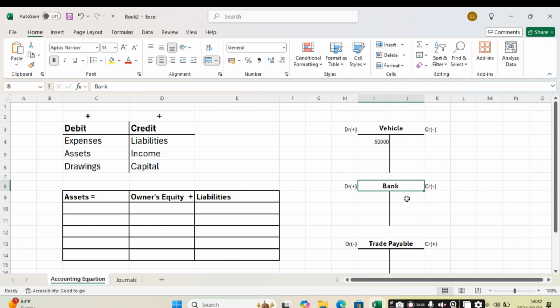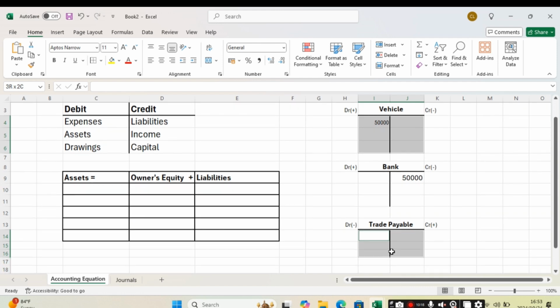So the bank account is also an asset. So what does the bank account do here? Is it increasing or is it decreasing? Are we getting money or is money going out? So in this case, money is going out because we bought a vehicle. So since we bought a new vehicle, the bank account will be decreased by 50,000. So the bank account will decrease with 50,000.